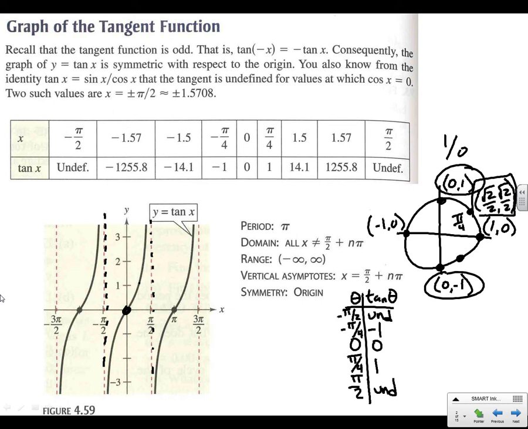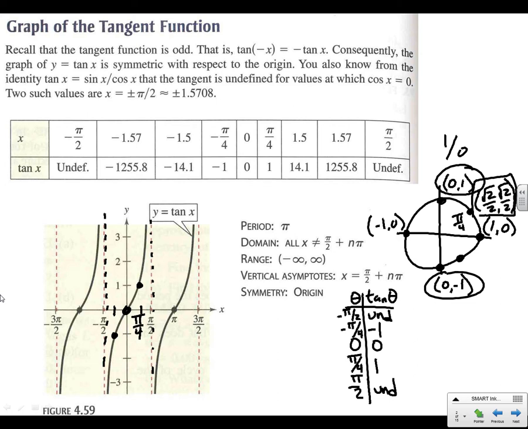And then here are our other important points. In sine and cosine we had 5 important points. We still have 5 important points, just 2 of them are asymptotes here. So we have 1 and -1, and these would be at pi over 4 and negative pi over 4.